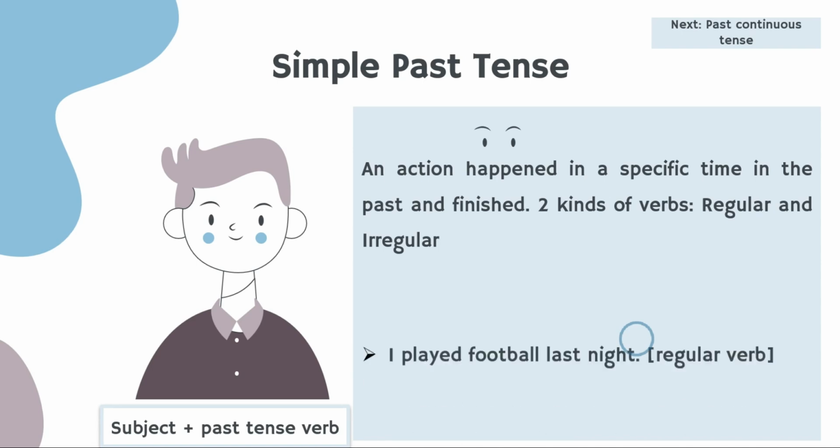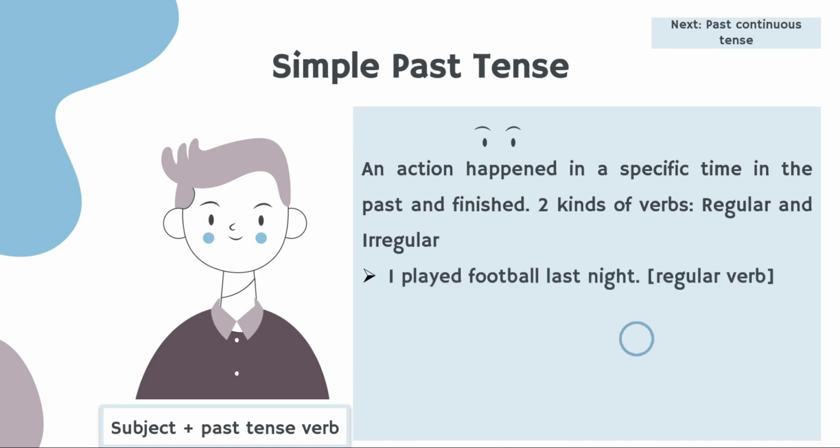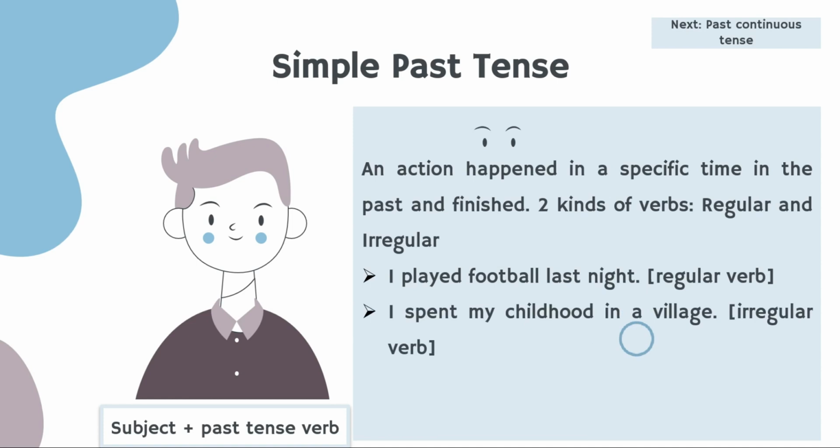The first example is I played football last night. To make a simple past tense here, we add ed to the verb. So we say I played. It's a kind of regular verb. For example, I watched TV. I studied hard. Okay?